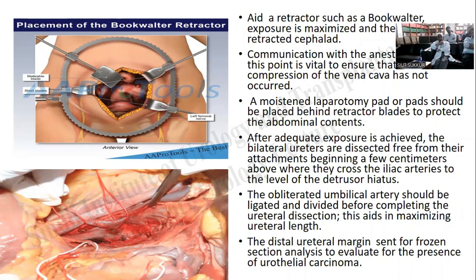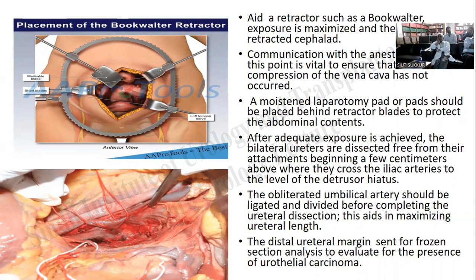With a retractor such as the Bookwalter, exposure is maximized and the gut is retracted cephalad. Communication with the anesthesiologist is necessary at this point as it may compress the inferior vena cava. A moistened laparotomy pad or pads should be placed behind the retractor blades to protect the abdominal contents.